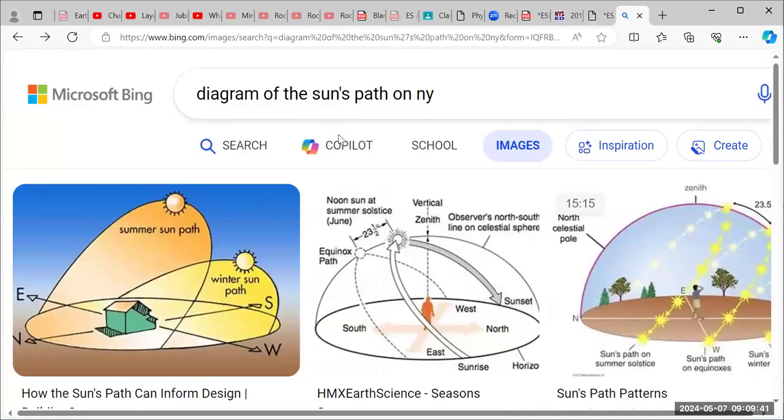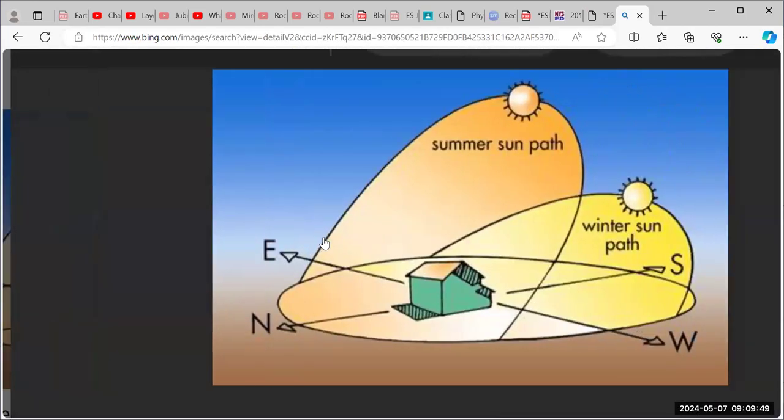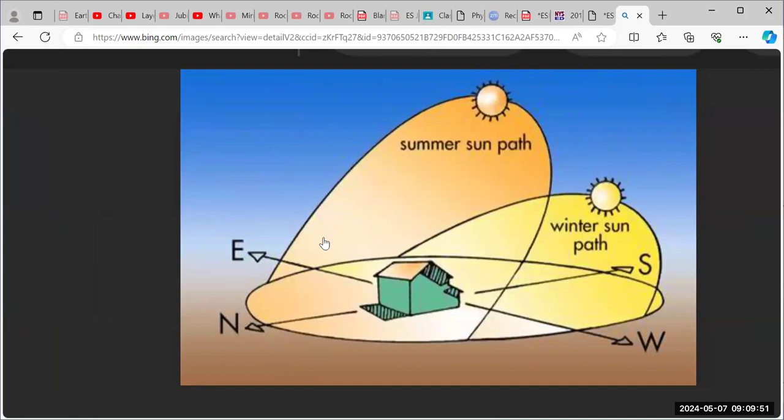And so, because we don't know what the compass directions are, we are actually going to take a look at a diagram of the sun's path. I'll just zoom it in to show you even more. One of the things you'll see here is the sun's path during the winter, and the summer, right? And what we know is when the sun reaches its highest path, this is solar noon.